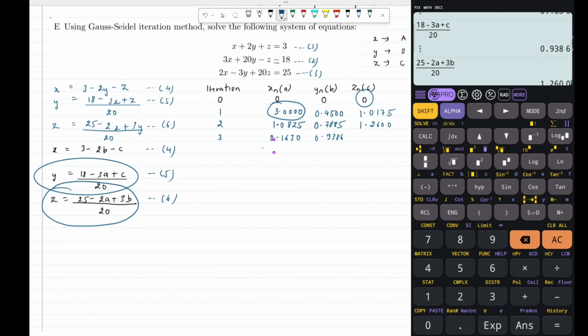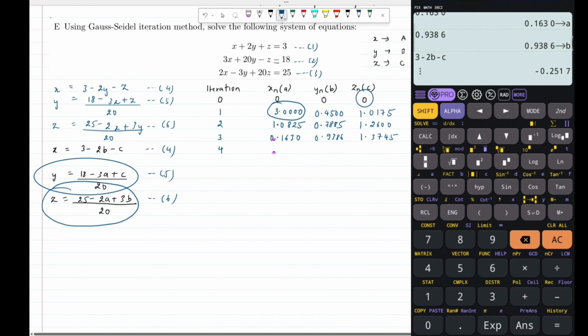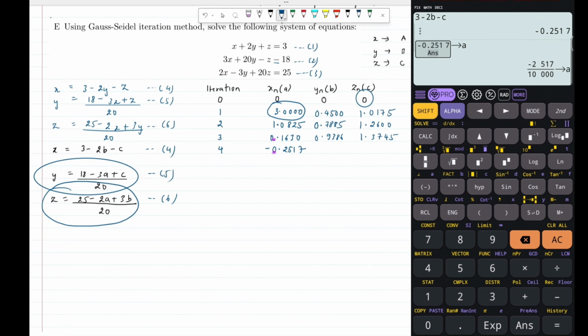Look out for the equation that gives z, which is this. Press equal to, you get 1.3745. Store this in C. So that's the third iteration. For the fourth iteration, look out for the equation that gives x. Press equal to, so you get the next value to be negative 0.2517. Store this in A. Look out for the equation that gives you y. So this is the equation that gives us y, and for this we get it to be 1.0065. Store this in B.